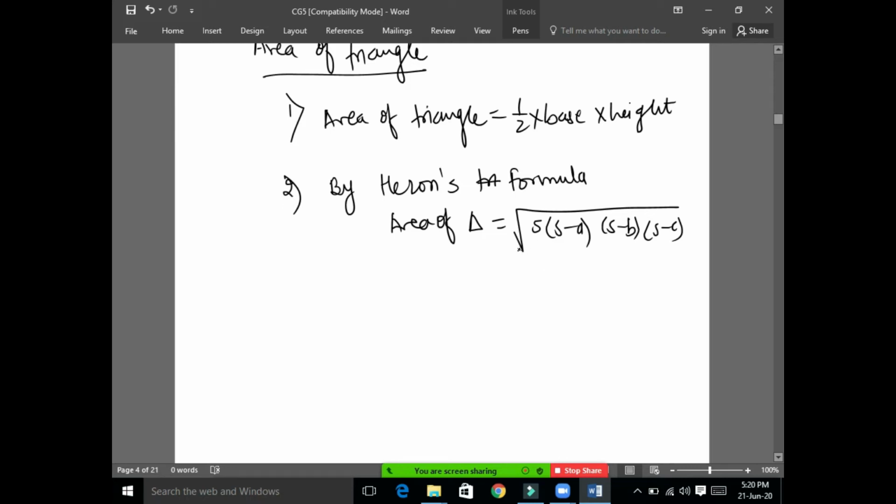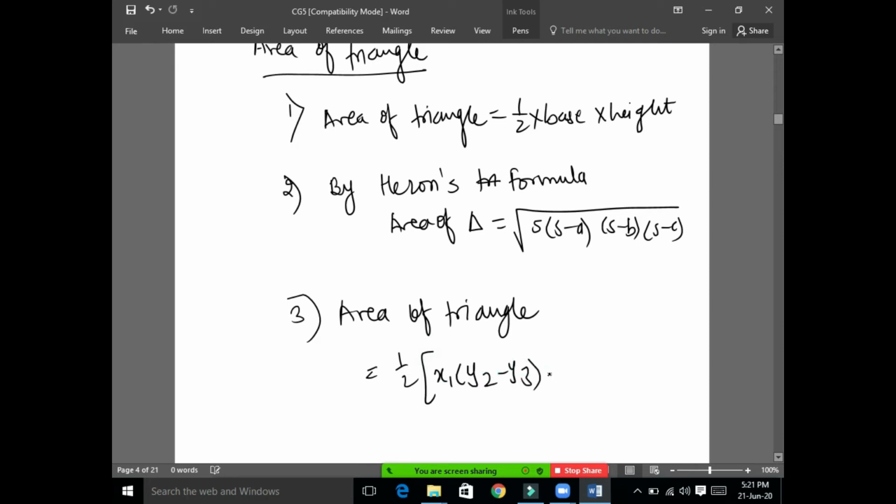So this formula is useful when we know the three sides of a triangle, and the first formula is useful when we know the base and height of a triangle. So in this lesson we learn about the third formula to find the area of a triangle, that is useful whenever you know the coordinates of three vertices. It is equal to half into x1 (y2 minus y3) plus x2 (y3 minus y1) plus x3 (y1 minus y2).